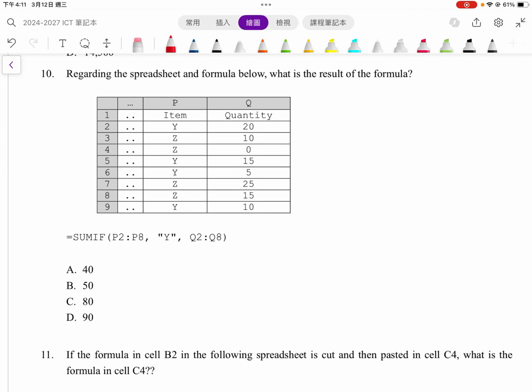Question number 10. So this is a SUMIF function. They are checking if you find out in P2 to P8 it is a Y, you need to add the corresponding value in the column Q. So in this case, let's count how many Y are there. So this is a Y, this is a Y, this is a Y, this is a Y. So I'm going to sum these all values. 20 plus 15 plus 5 plus 10. So the answer should be 50.